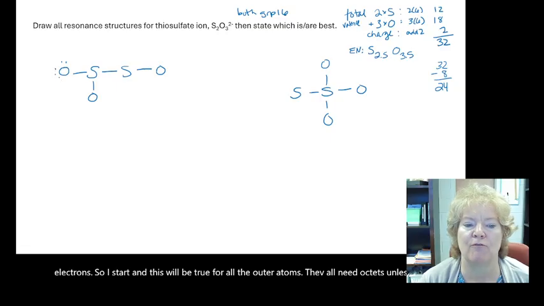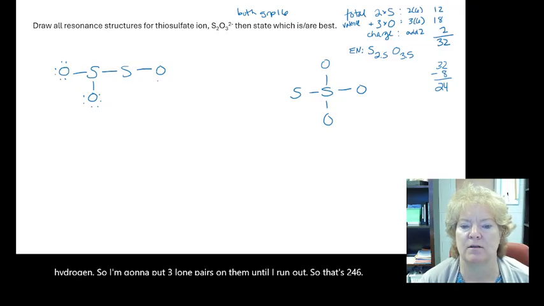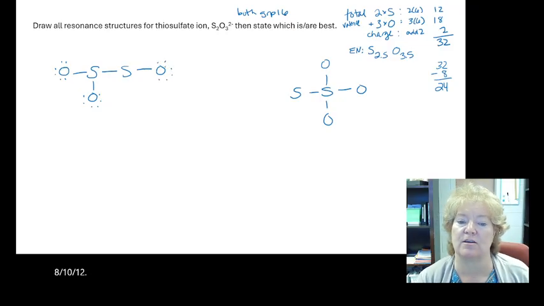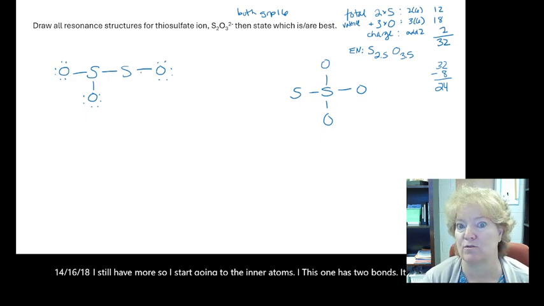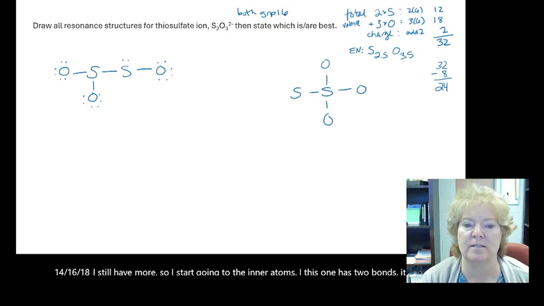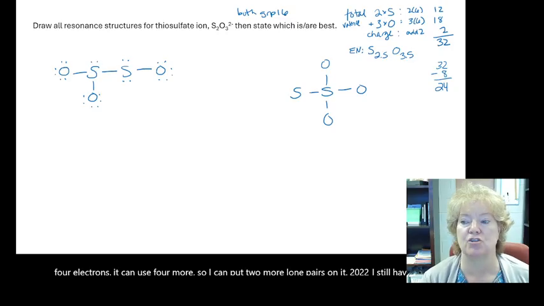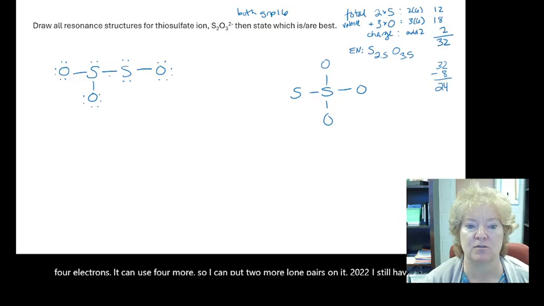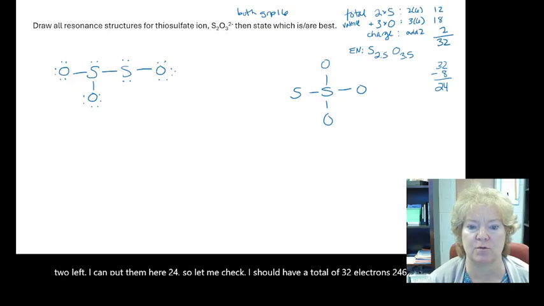So that's 2, 4, 6, 8, 10, 12, 14, 16, 18. I still have more, so I start going to the inner atoms. This one has 2 bonds. It has 4 electrons. It can use 4 more, so I can put 2 more lone pairs on it. 20, 22. I still have 2 left. I can put them here. 24. So let me check. I should have a total of 32 electrons. 2, 4, 6, 8, 10, 12, 14, 16, 18, 20, 22, 24, 26, 28, 30, 32.